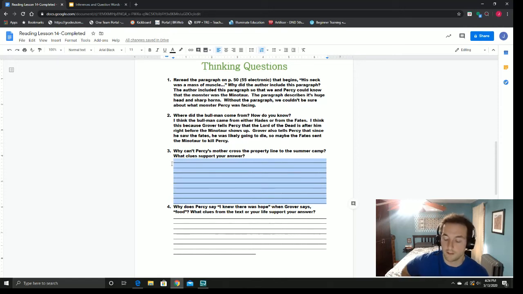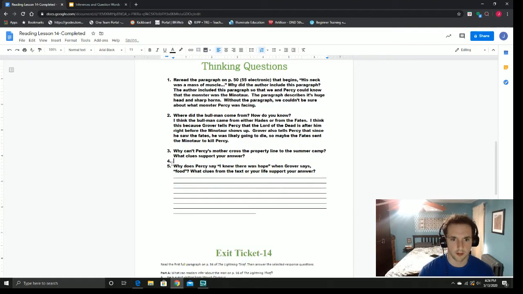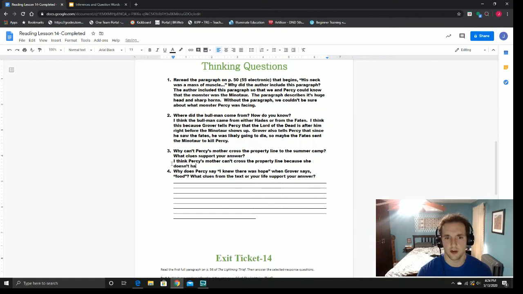I'm thinking in the very beginning of the book, the very first page, Percy mentioned being a half-blood. So maybe it's a certain kind of blood that she doesn't have, that she can't cross, that he can. Again, this is a guess, which is I think Percy's mother can't cross the property line because she doesn't have something, or isn't something, that she knows Percy is, that will let her cross the line.